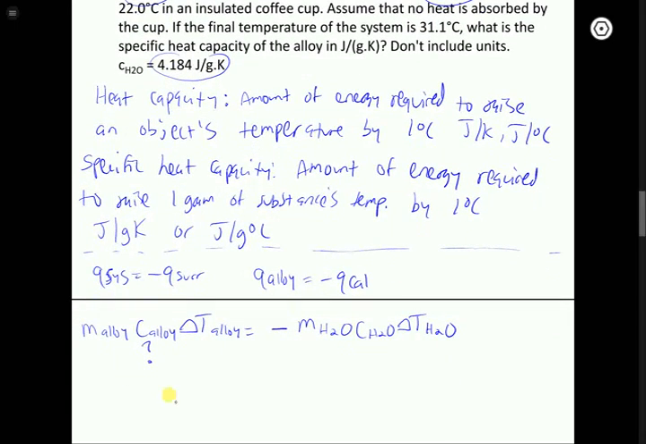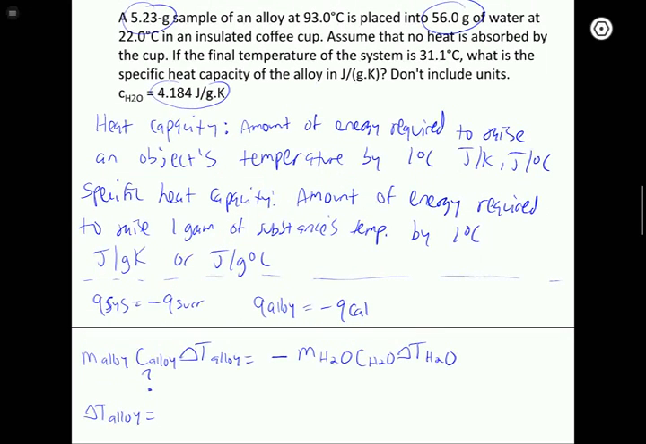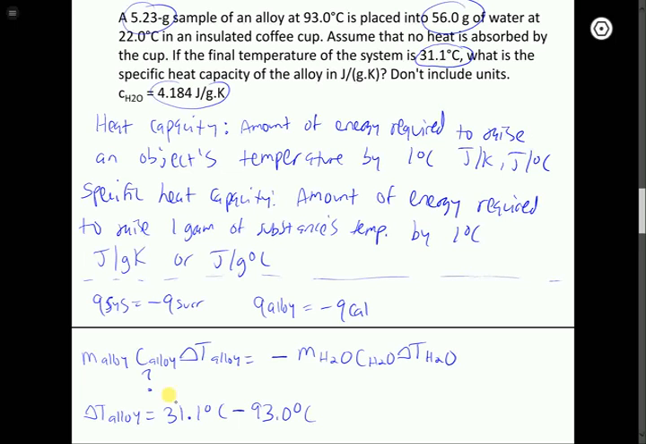Alright, so the delta T terms. For a calorimetry problem like this, the delta T is the same for both the system and the surroundings. That's when the heat transfer stops, when the two have the same temperature. For the alloy, they both stop at 31.1 degrees Celsius. That's the final T for the system and the surroundings, 31.1 degrees Celsius. The initial temperature of our alloy is 93 Celsius, so it's going to be a negative delta T of minus 61.9.